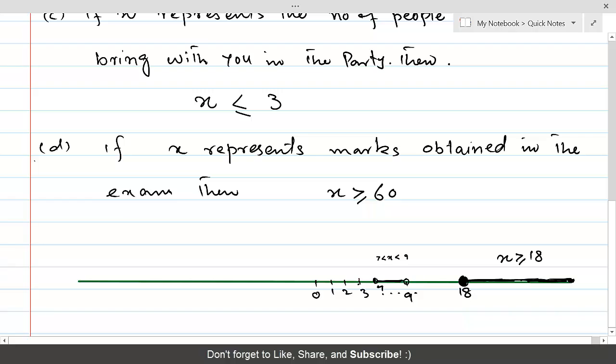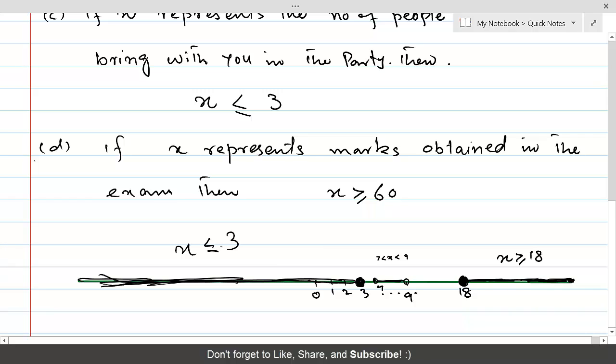Therefore, we draw a circle at 3, fill it to make it a solid circle, and then draw the line to the left all the way, because everything to the left is part of this inequality. That's why this inequality is called x is less than or equal to 3.